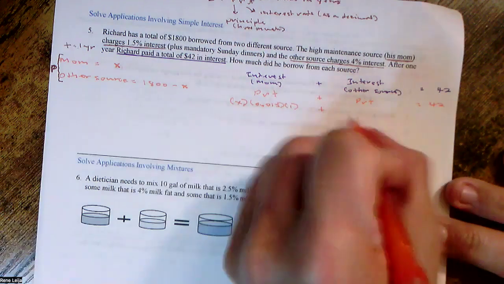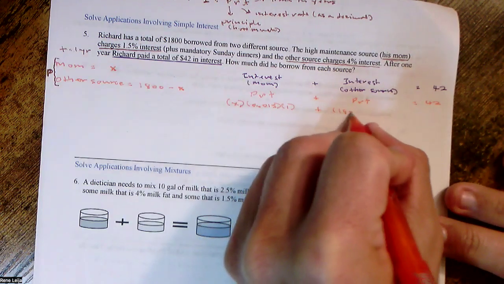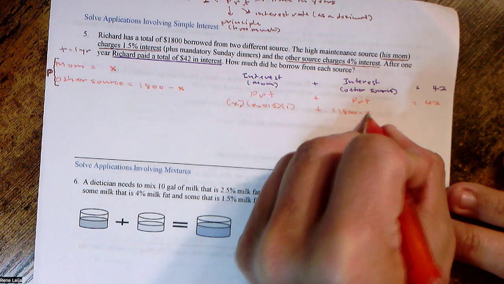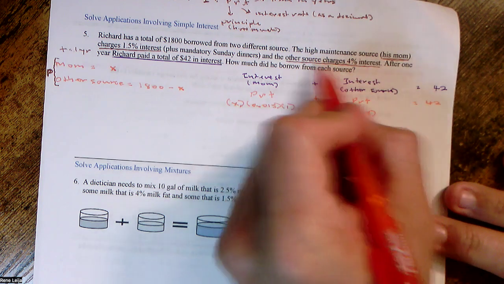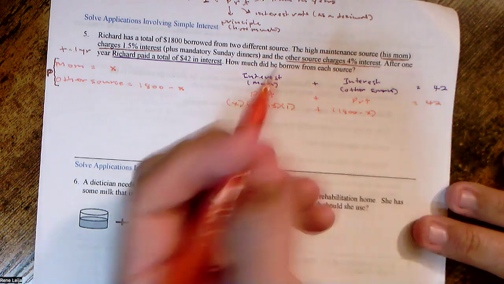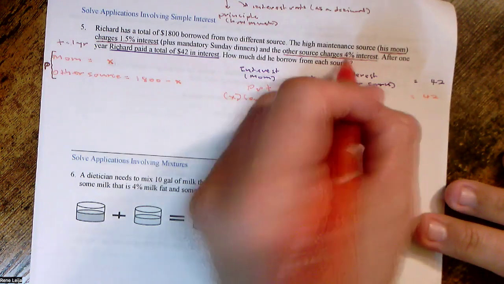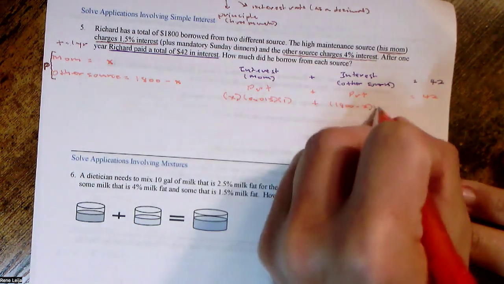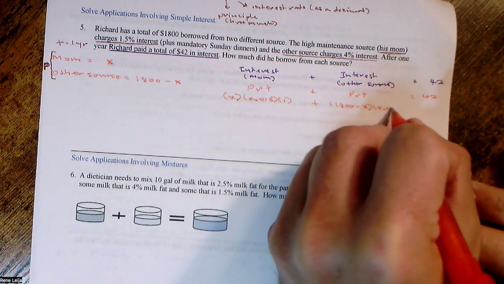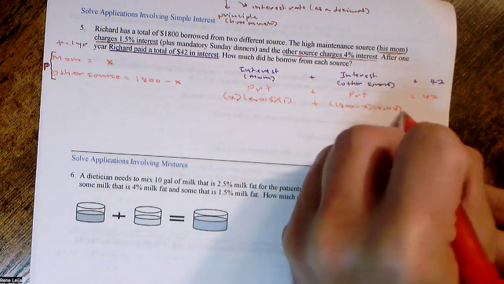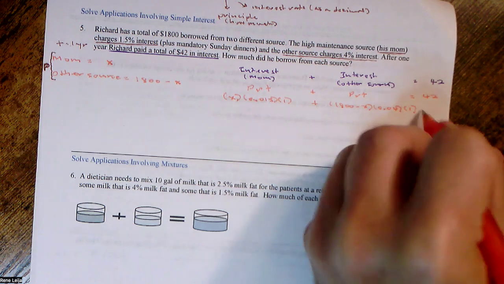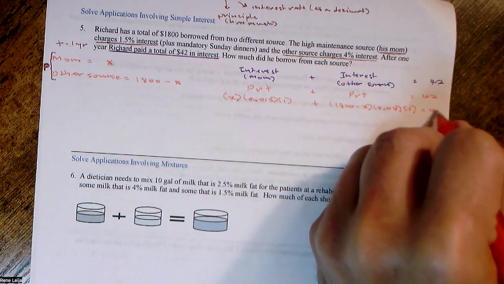Now, for the other interest, our principal is going to be 1,800 minus X. The rate, the interest rate from the other source is 4%. So 2 places to the left is going to be 0.04. And then time is 1. And that has to total 42.